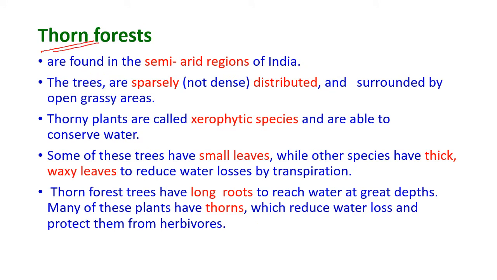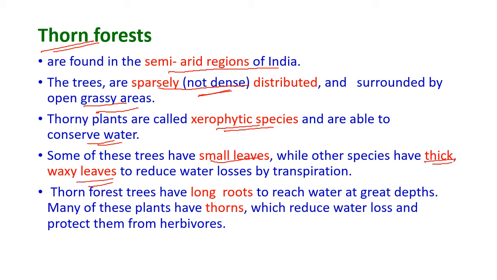Next one, the thorn forest. Here the thorn forests are found in the semi-arid regions of India, and the trees in thorn forest are sparsely distributed. That is, they are not densely distributed, so loosely distributed, and they will be surrounded by open grassy areas. And the thorny plants are also called the xerophytic species and are able to conserve water. Some of these trees have small leaves, while the other species have thick, waxy leaves.